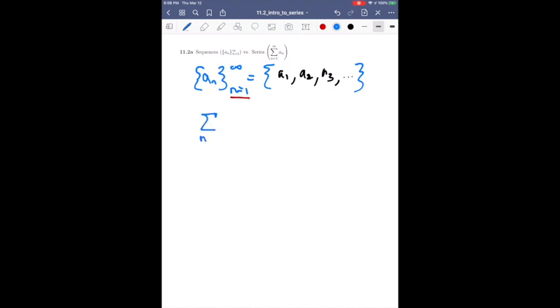And series are written with this capital sigma, have a similar type of indexing variable, 1 to infinity, in some generating function, here a sub n. But instead of just listing out the a sub n's, in this case, we are adding all of them together. So a1 plus a2 plus a3 plus a4, and so on. So the big difference is that sequences are infinite lists, and series are these infinite sums.